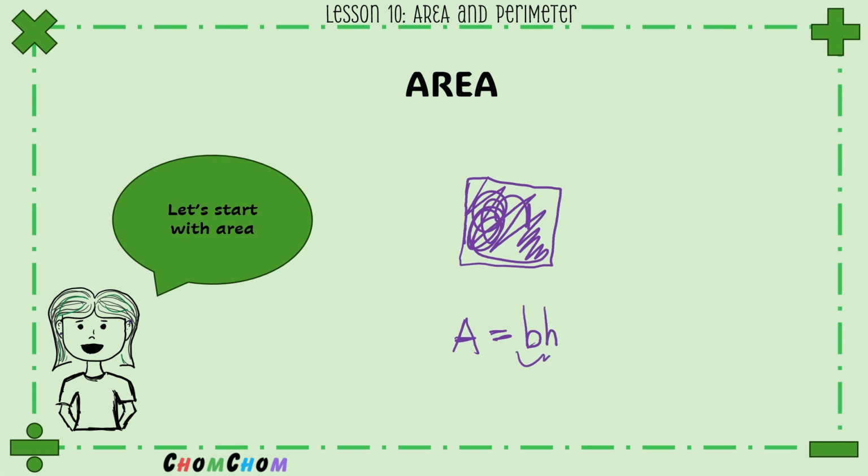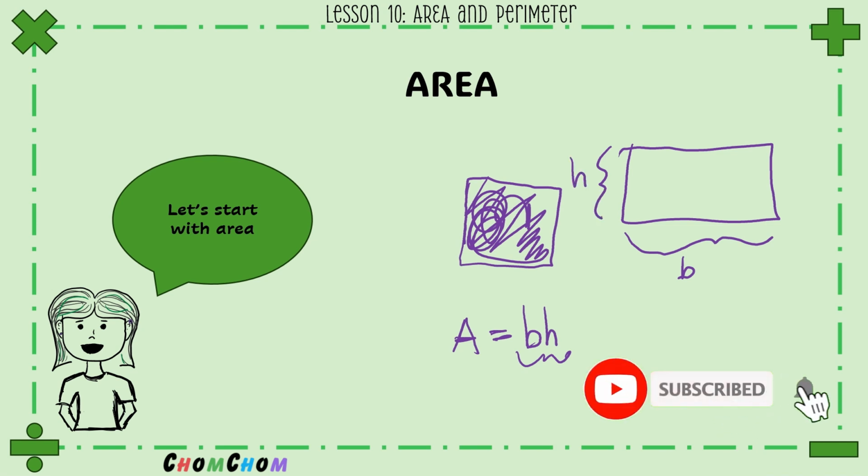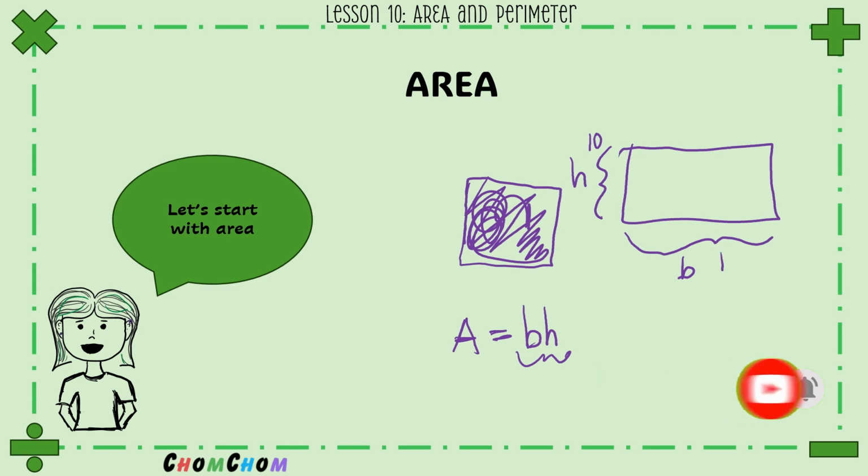You might be wondering, what's base and height? So let's break it down together. I'm going to use a rectangle just for a more clear example. Base would be this, and height would be this. So suppose we have a 10 here and a 15 here.